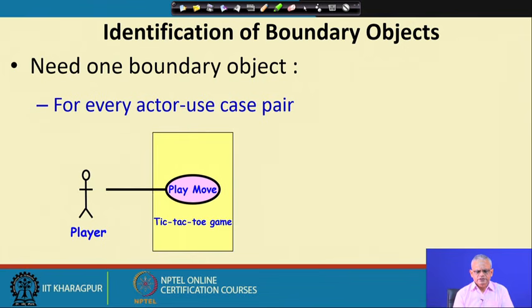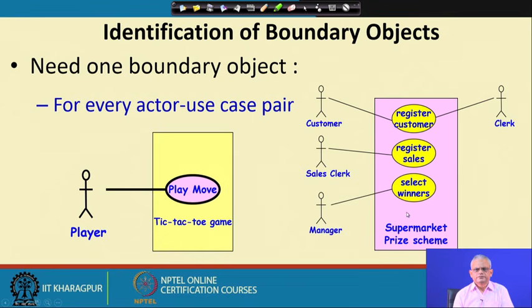For this, we need to just examine the use case diagram, and for every actor and use case, we draw one boundary object that indicates the overall interface required between the use case and the actor. In this simplest use case diagram, we have only one actor and one use case, and therefore, we have only one boundary object.